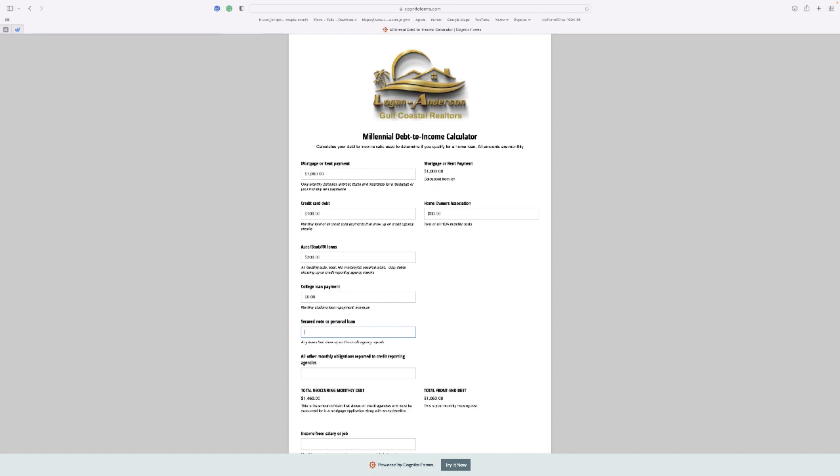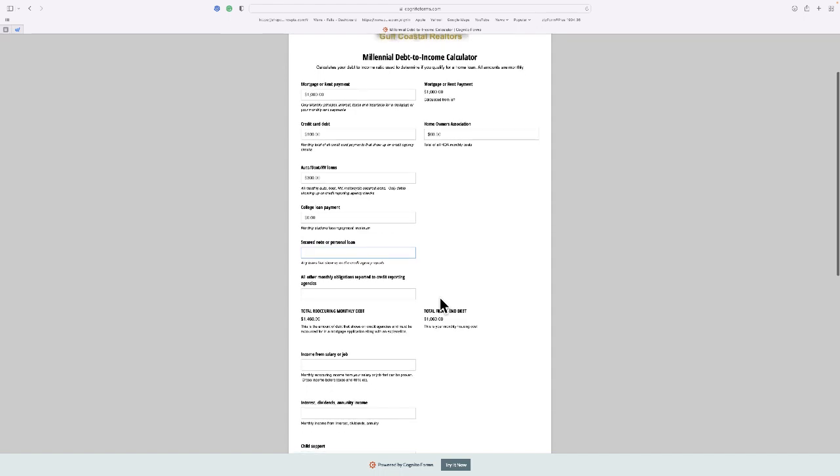If you have a secured note or personal loan that shows up on a credit reporting agency report, not something you owe your parents, but a credit reporting agency report, put an amount in there. Right now we're going to skip this and say that there isn't anything. All other monthly obligations reported to credit reporting agencies: anything else that you know goes to an agency, which could have been some type of a debt in the past that you're still paying on, put in that minimum payment.